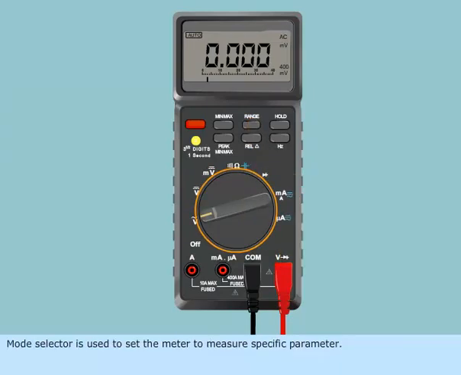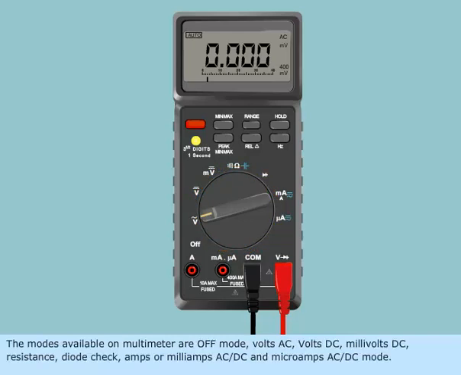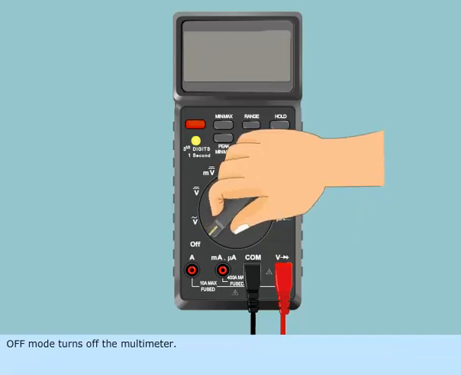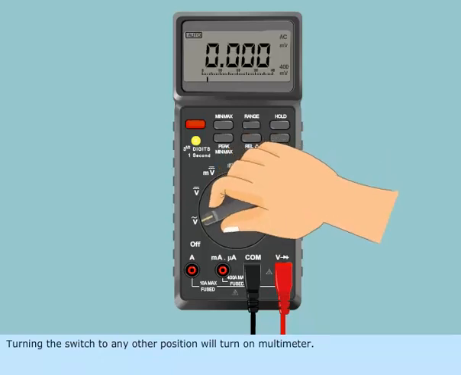Mode Selector is used to set the meter to measure specific parameter. The modes available on multimeter are off mode, volts AC, volts DC, millivolts DC, resistance, diode check, amps or milliamps AC-DC, and microamps AC-DC mode. Off mode turns off the multimeter. Turning the switch to any other position will turn on the multimeter.